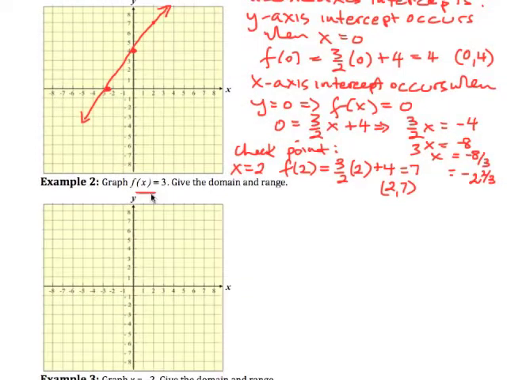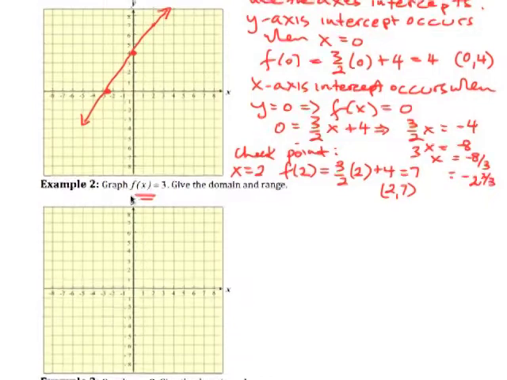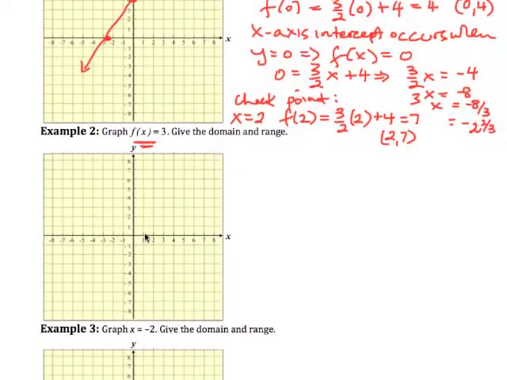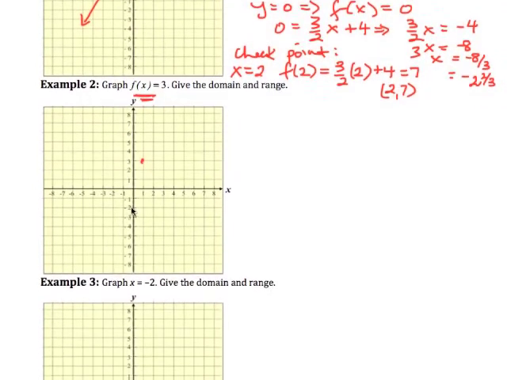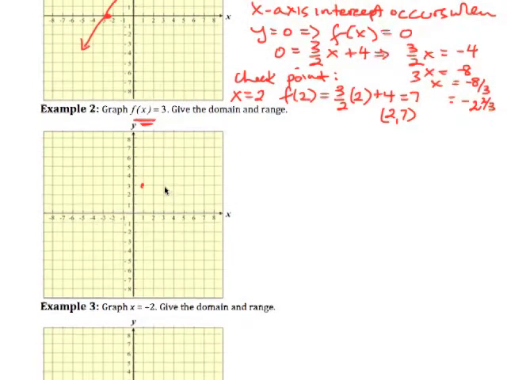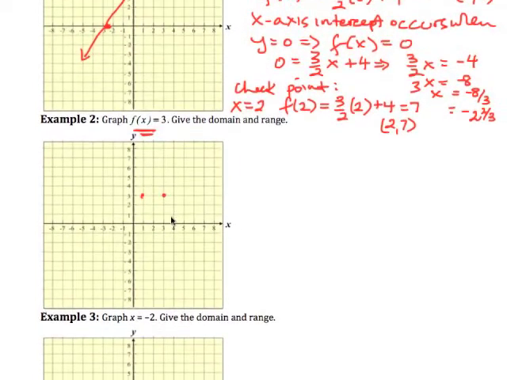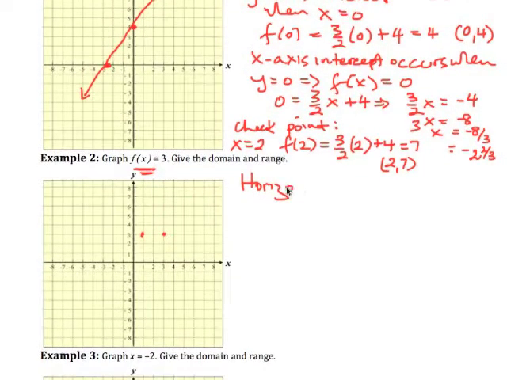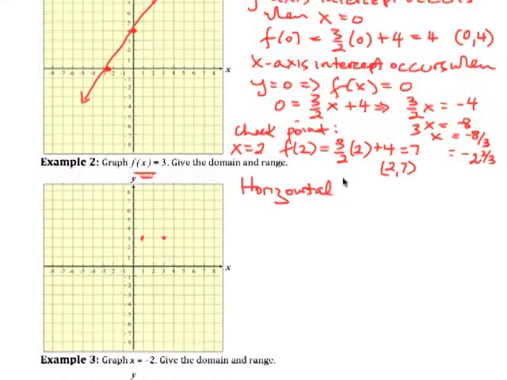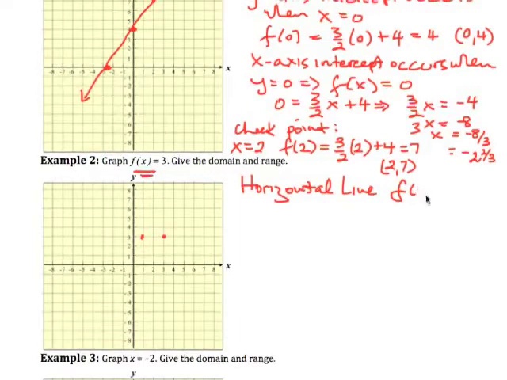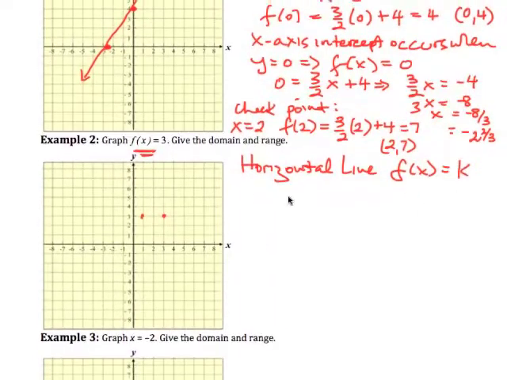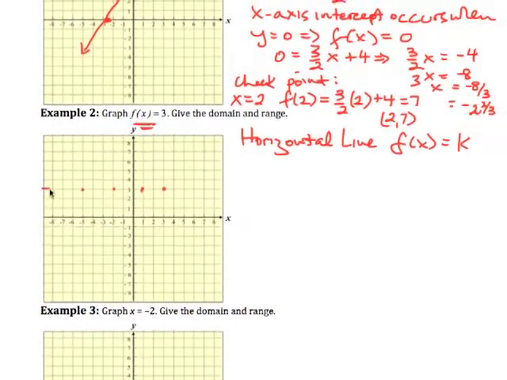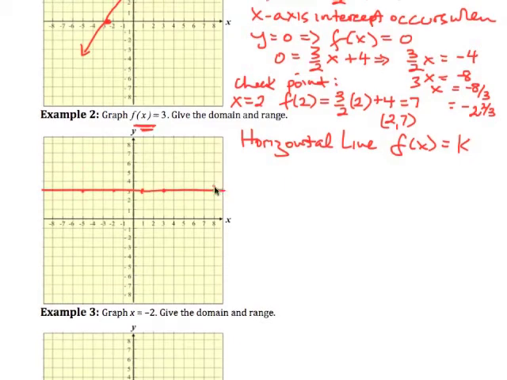Now let's look at this one here. This is a special case because notice that all the function values are 3, and it doesn't matter what x is. Even if I put x as 1 in there, I get 3. Even if I put x as 3 in there, I still get 3, because x doesn't play any part in it. So this is a special case, which is a horizontal line. A horizontal line has the form f of x is equal to some constant, and that constant is the y value that every point has, and so here's our horizontal line.